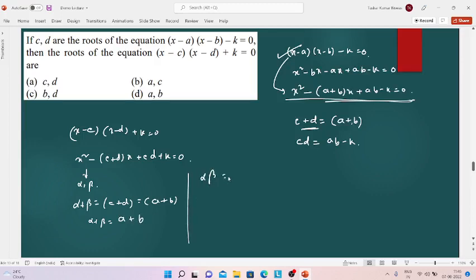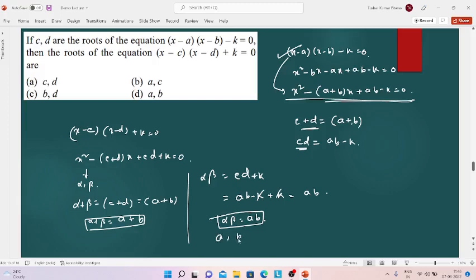And what will be the product of the roots? The product of the roots will be cd plus k by 1, so it will be cd plus k only. Here you can see the value of cd is ab minus k, so we can write cd plus k as ab minus k plus k, and after cancelling we will get ab. So the product of the roots will be ab and the sum of the roots will be a plus b. So we can say one root is a and another root is b. So option D will be the correct option.